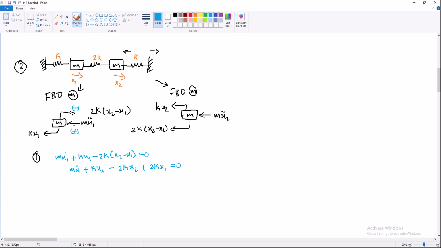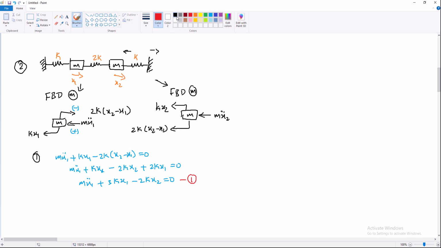right. So now the x2 terms and the x1 terms: x2 is one, x1 are two, right. So m x1 double dot plus 3k x1 minus 2k x2, which is equal to 0, right. This is the equation of motion for the first mass, equation 1.